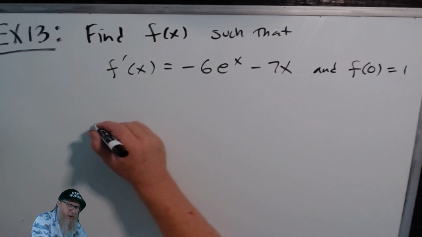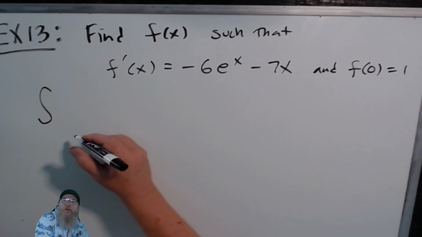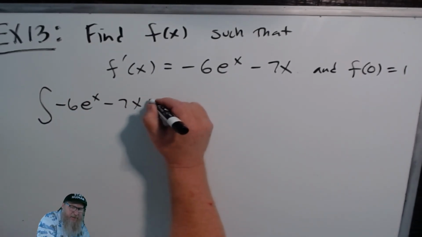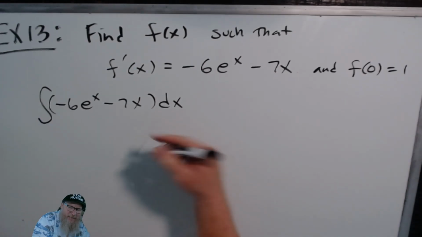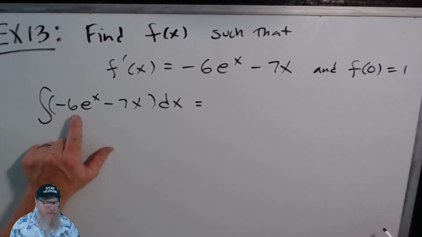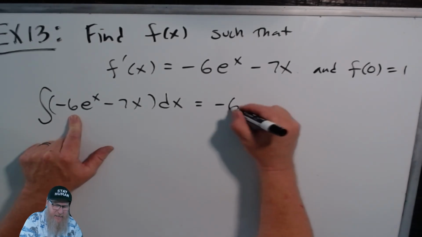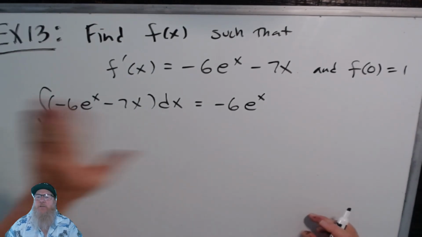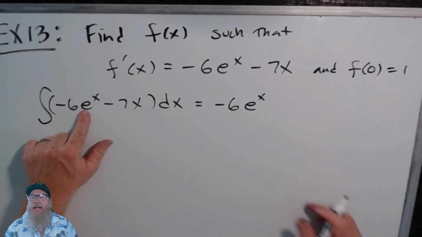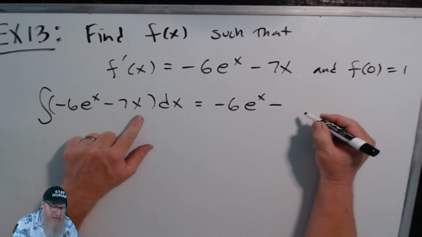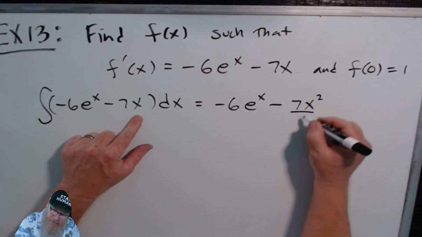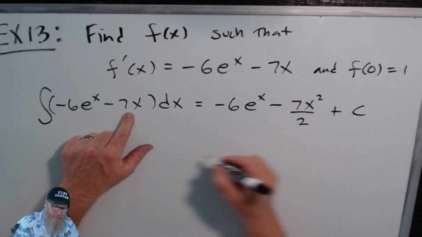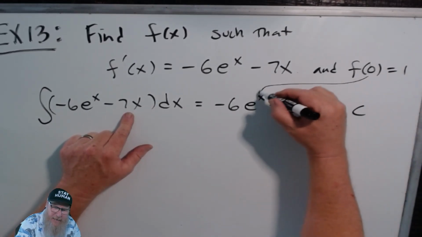So let's go ahead and do the integral first. So we got the integral of -6 e to the x minus 7x. I don't really need the parentheses, but they don't hurt. All right, so the integral of -6 e to the x is just -6 e to the x, right? Remember, the -6 would pull out in front, and then the e would just stay e. Now, that's not true for 7x. 7x becomes 7x squared over 2, right? And then plus c.